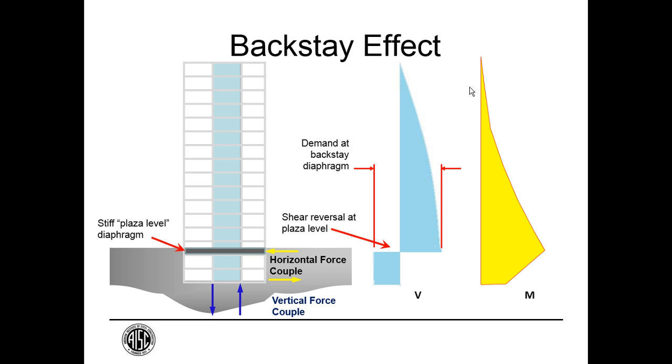There's a lot of discussion in the literature of different things a designer can do to control or address these large forces, and perhaps the magnitude of force that you can actually take into your backstay diaphragm will dictate how much of the overturning moment you can actually resist in this horizontal force couple. So that's an important function of diaphragms, especially for taller buildings, buildings that have this sort of basement condition, or buildings that have a podium and then a tower also have this backstay effect.